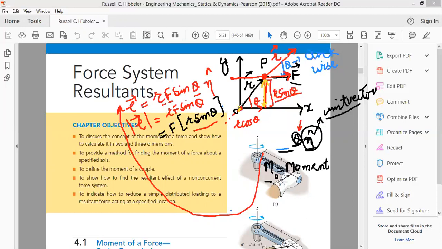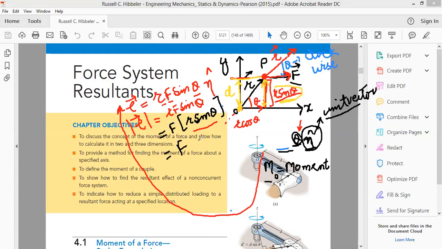The perpendicular distance between the axis passing through point O and the line of action of the force is this distance, which we are calling R sine theta. This perpendicular distance, R sine theta, is also represented by small d. So we write the magnitude of torque as F multiplied by R sine theta.